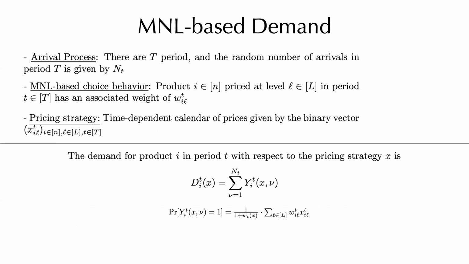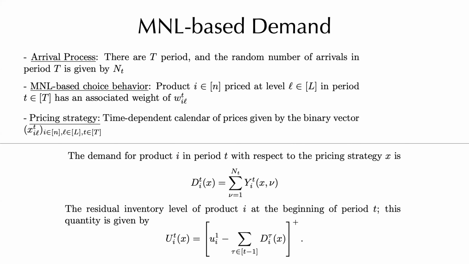And then Y_it is just going to be an indicator of whether customer n is interested in product i in period t, and it's one with these MNL choice probabilities. So that's what that's saying below there. D_it is going to be the random demand, and U_it is going to be the random inventory. So how do I compute the random inventory? It's very easy through this recursive formula. It's just my initial inventory minus all the demand in previous time periods, and then you take the positive part. So it's a very natural definition. D_i is random demand, and U_i is random inventory.